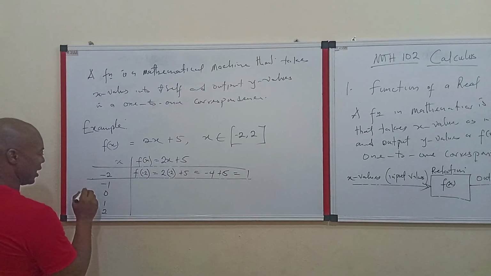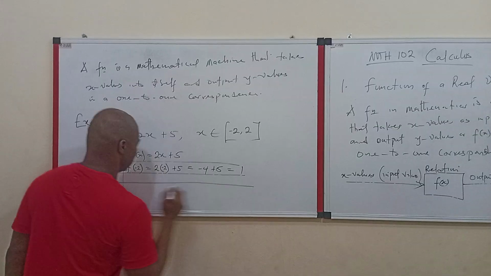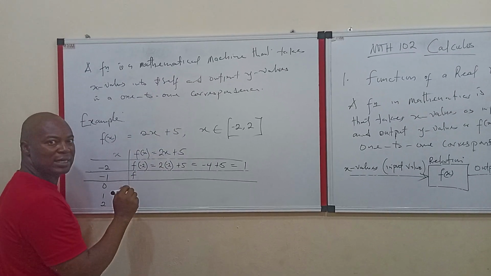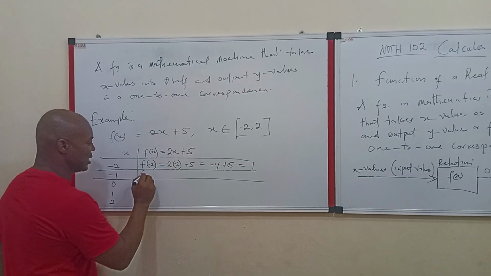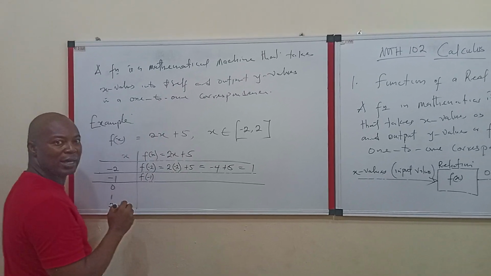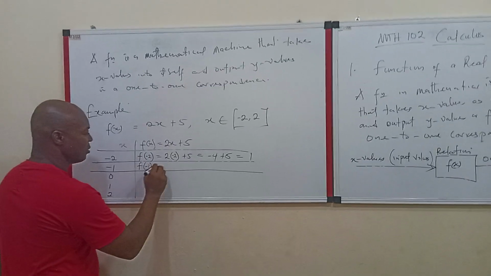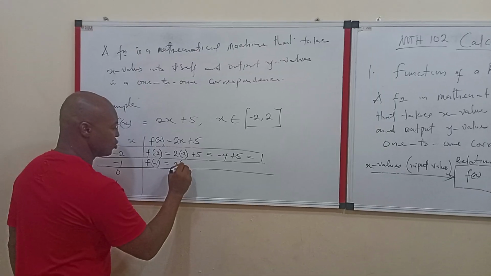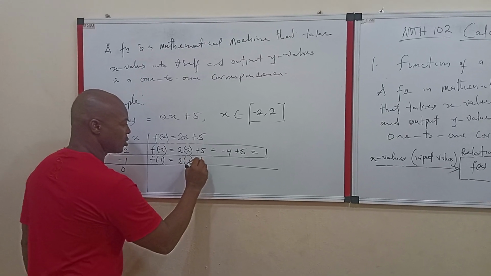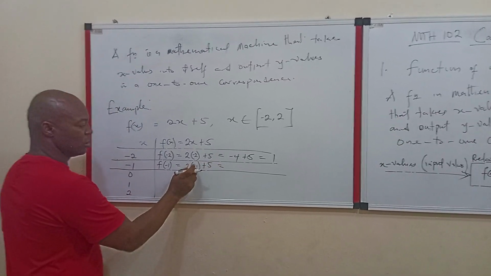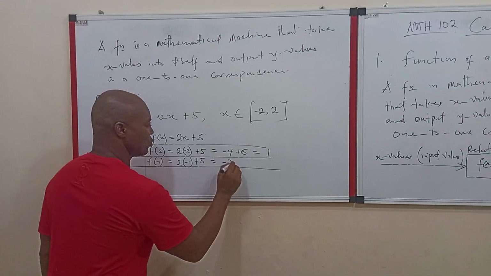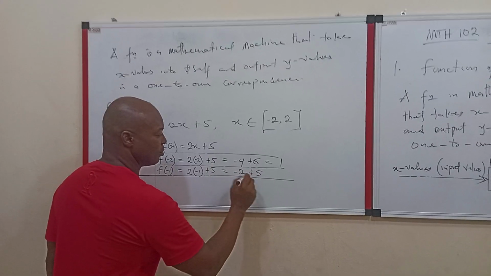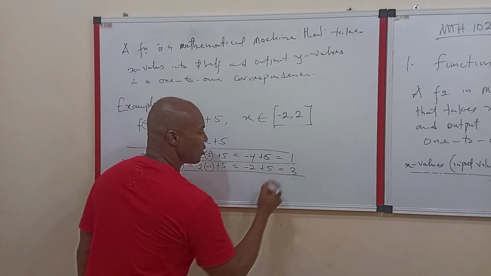Then, if again x is taking -1, what happens? X is taking minus 1, meaning that from this relation, we have 2 into minus 1 plus 5. Now, 2 into this, we are going to have minus 2 plus 5. And if you simplify this, you're going to have 3.